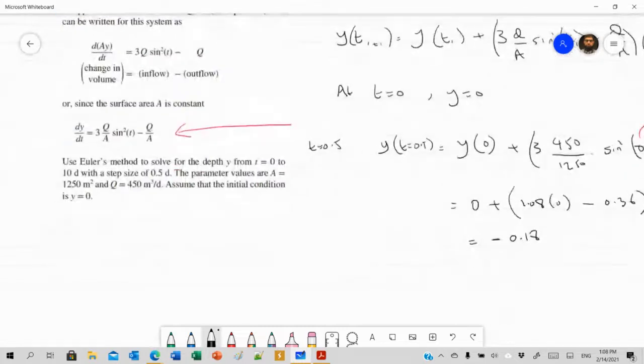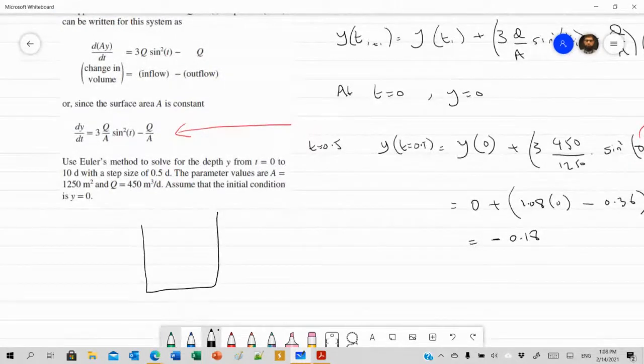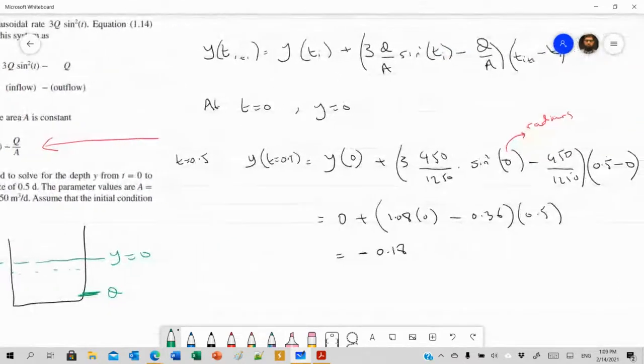Again, remember, y is 0 at the center of the tank. So minus 0.18 means it has fallen below the middle of the tank. If you get a positive value, it means it has gone up, because the outlet q is at a constant rate. The inlet is a sinusoidal wave, so it may have fluctuations go up and down from the center.